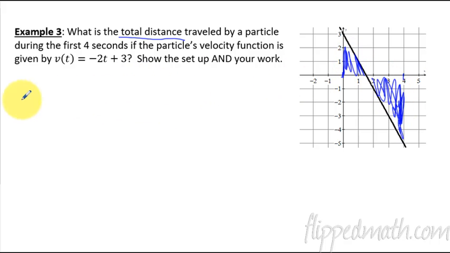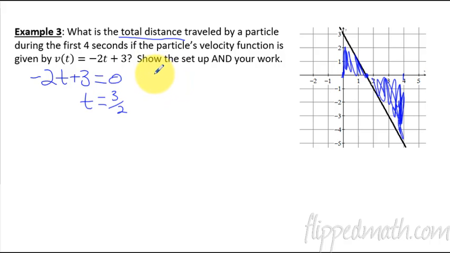Well, if you don't have the graph, you have to figure out when this thing, negative 2t plus 3, when this velocity, or the rate of change, whatever function it is, when does it equal 0? Because that's going to be where it's crossing the x-axis. So let's subtract a 3, divide by negative 2, and we'll get 3 halves. So when t equals 3 halves, which is right there, that's when it's going to equal 0.